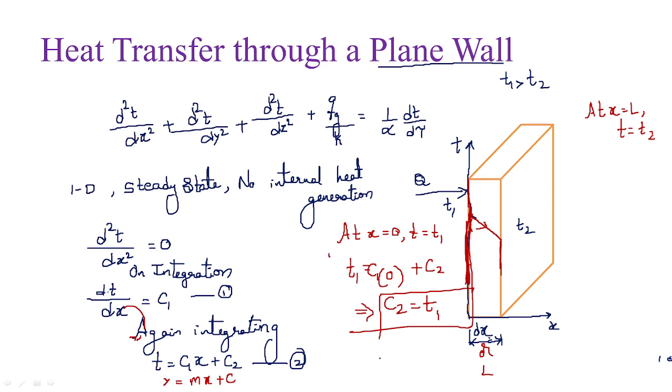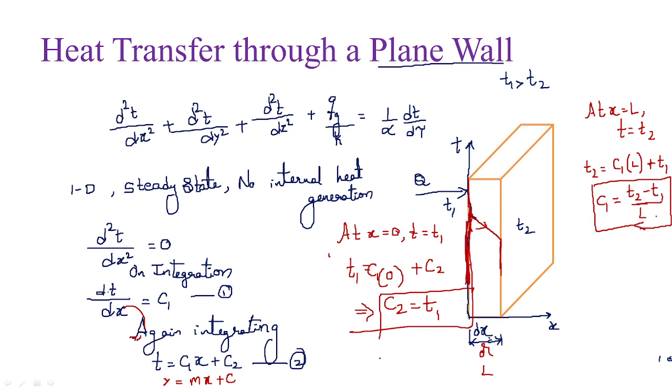T2, correct? Yes, sir. So then what will happen? T2 is equal to C1 into L. Instead of C2, what we have got? T1. So from this, can we write C1 is equal to T2 minus T1 by L? Yes, sir. This is one more equation which we need to consider. C2, C1 both you have got.